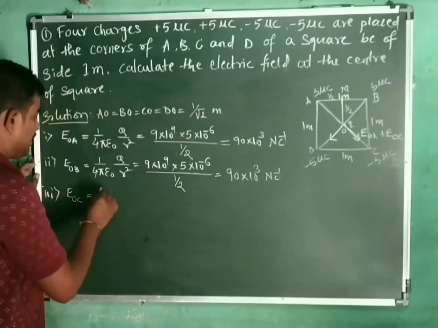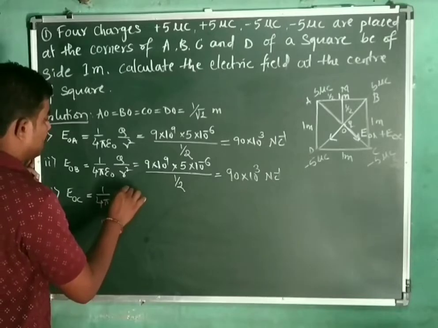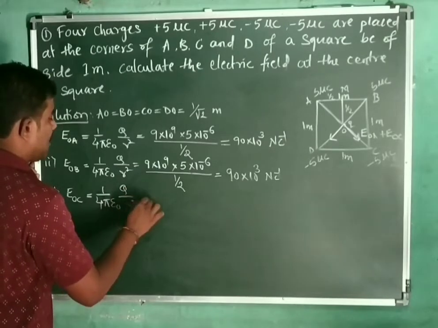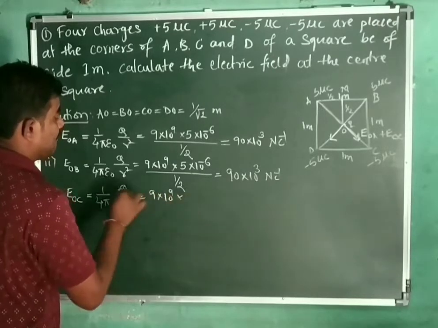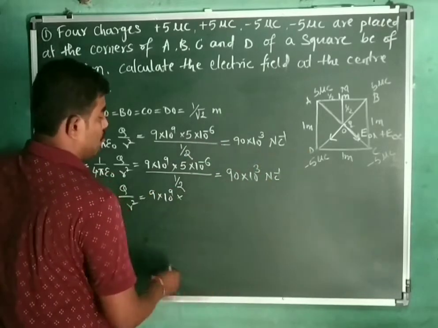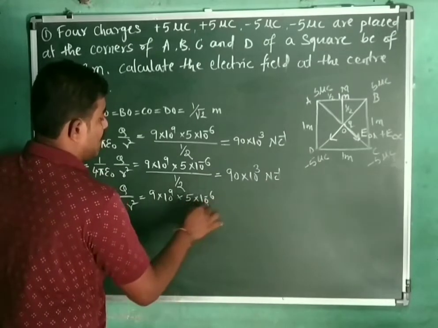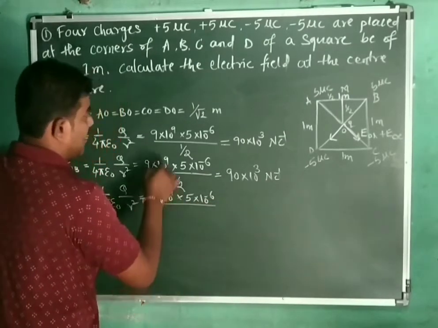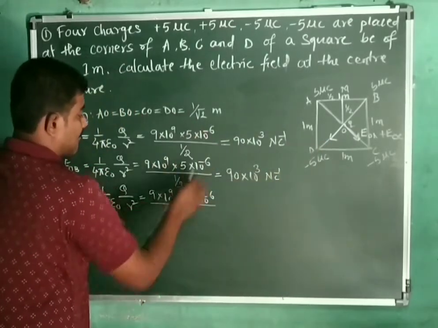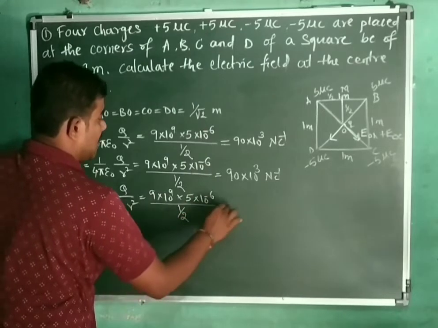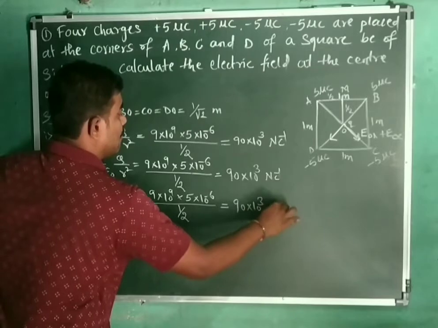Therefore EOC is equal to once again 1 divided by 4 pi epsilon naught Q divided by R square. 1 by 4 pi epsilon naught value is 9 into 10 to the power 9. Q value is minus 5 microcoulomb. No need to write minus. So 5 into 10 to the power minus 6 divided by CO square. CO distance is how much? 1 divided by root 2. If I square this, then it is going to be 1 by 2. It is also 90 into 10 to the power 3 Newton per Coulomb.